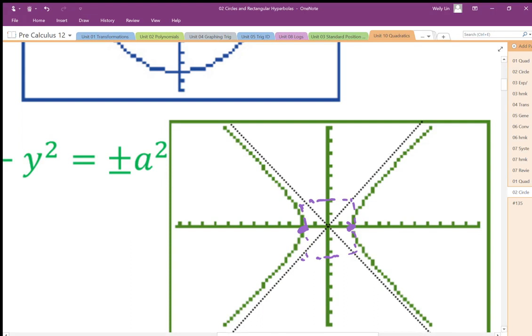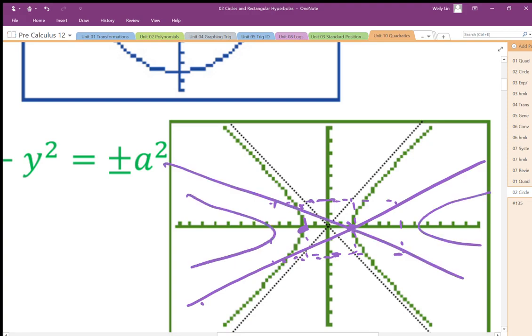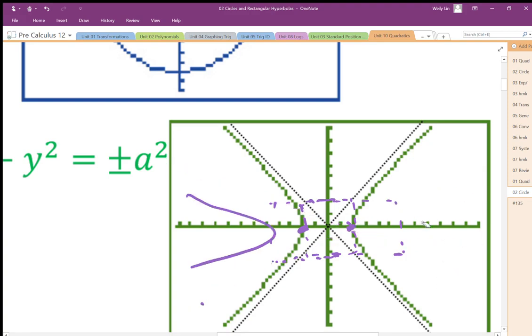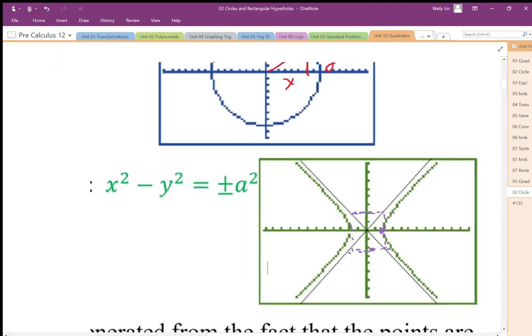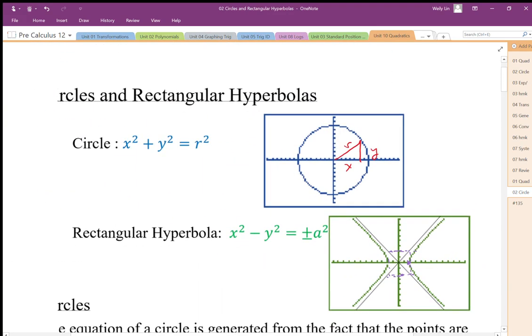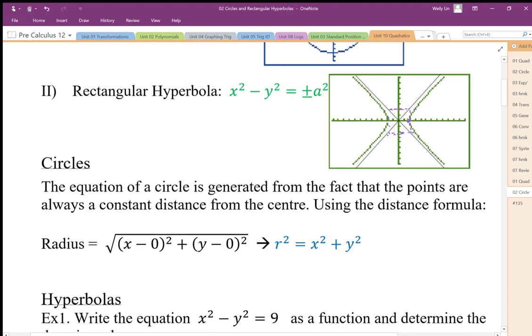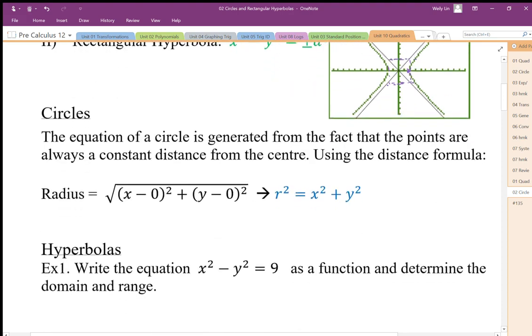Okay, so there are other hyperbolas that have different shaped squares or rectangles like this, and their asymptotes will go more like this. And their hyperbolas tend to be more elongated in this way. So the rectangular hyperbola again is more like a square hyperbola, and it is related to the circle, just like circles to ellipses, rectangular hyperbolas to hyperbolas. So the circle is generated from the distance formula or the radius formula, which is just using Pythagoras.